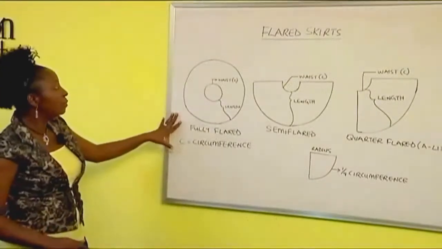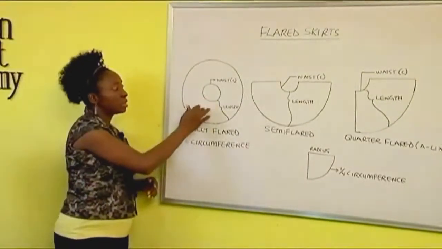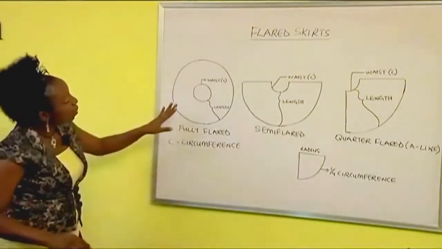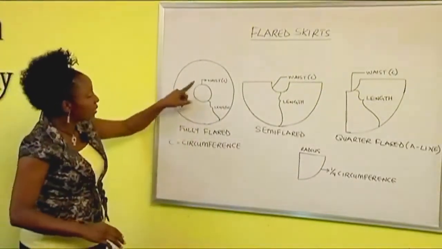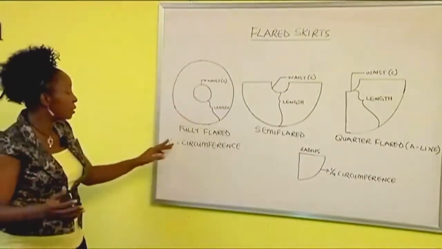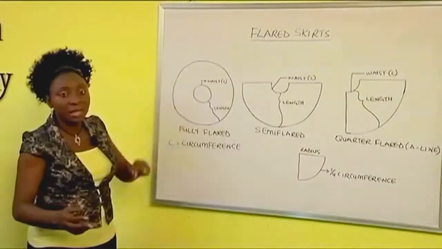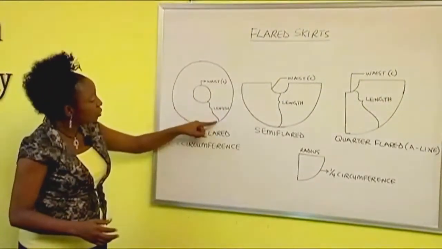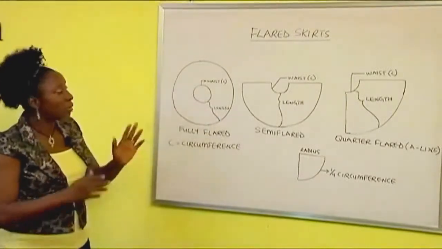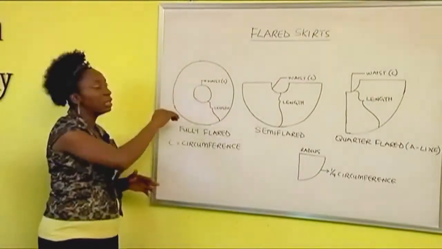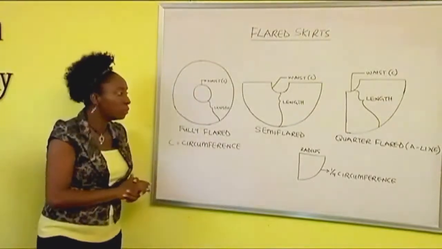As you can see, it's made up of two circles. That means you can see an inner circle and an outer circle. What I have done is to show you that this inner circle represents the waist, which mathematically is called the circumference. That's what the C is for. Then the length is here, in between the two circles. Now the fully flared skirt is made up totally of a full circle with an internal circle.